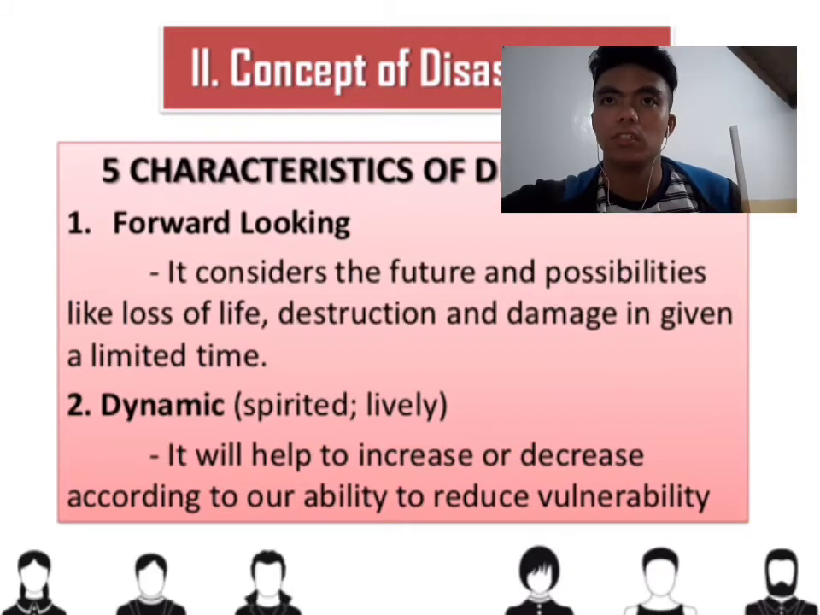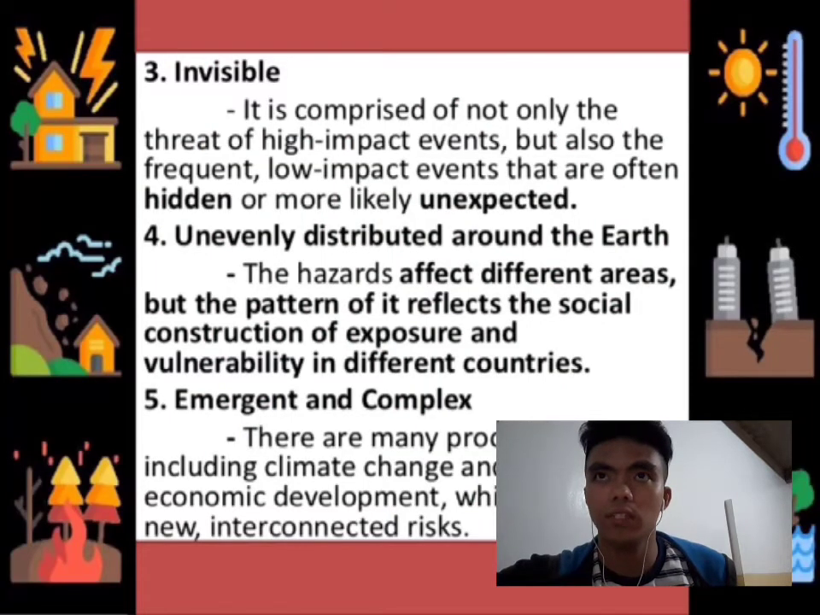The second one is dynamic. It will help to increase or decrease according to our ability to reduce vulnerability. It means that it can increase or decrease our vulnerability to damage. The third one is invisible. It is comprised of not only the threat of high-impact events, but also the frequent low-impact events that are often hidden or more likely unexpected.